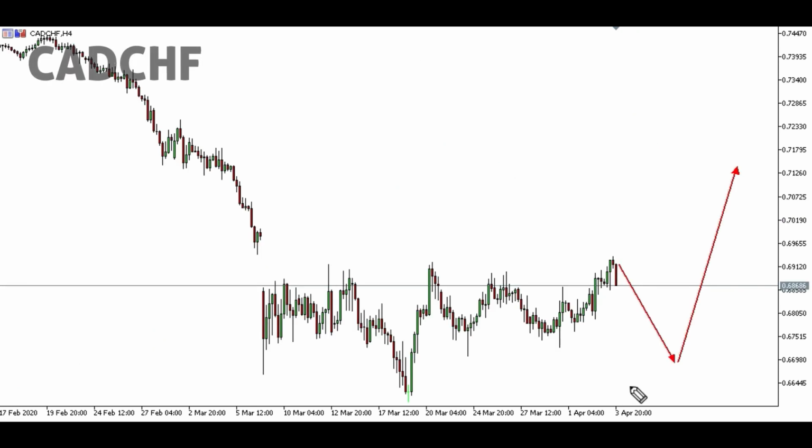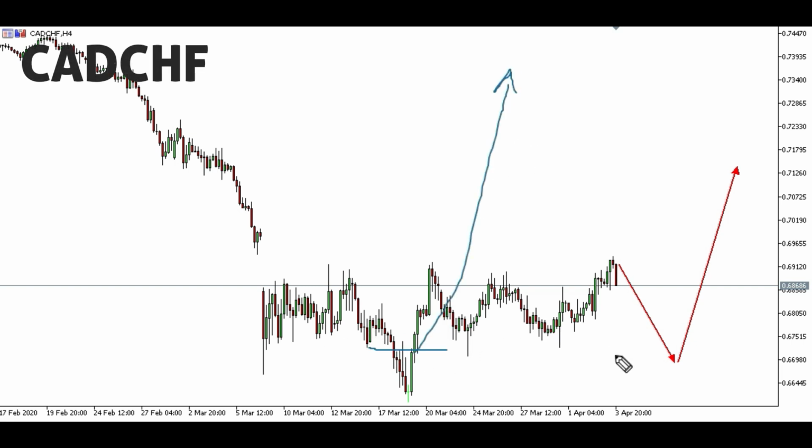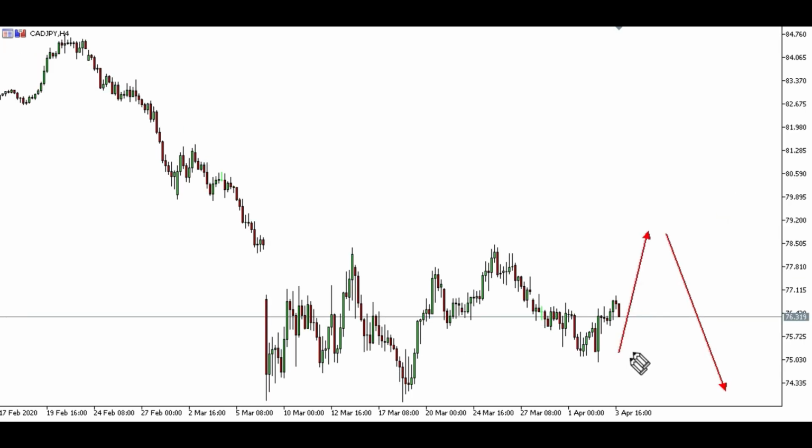For CAD CHF, we're expecting an up move anywhere around this level up, but the structure that we're getting here shows that we are likely to get one more last down. Then from this level we'll be getting this up move until this level. This is the highest it's likely to go, but if we get this down move, this up move will be tradable. If you can get an entry to trade this up move, you can go for it. That's for CAD CHF.